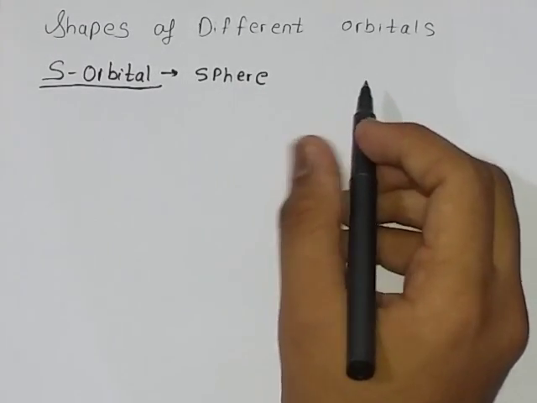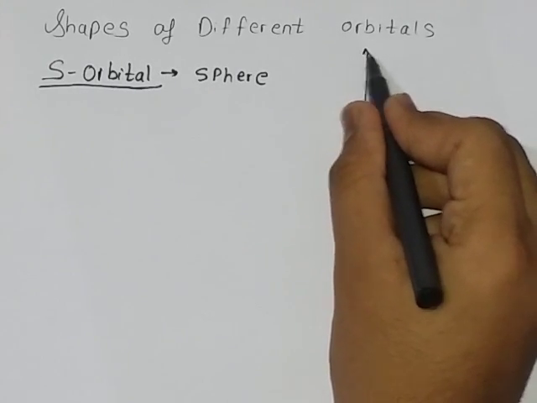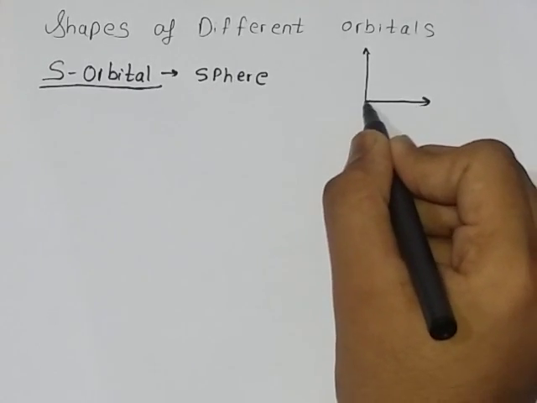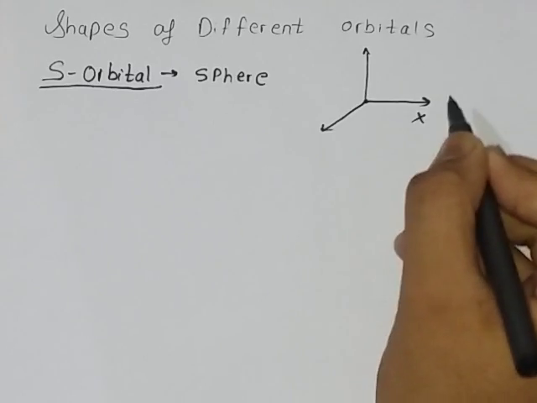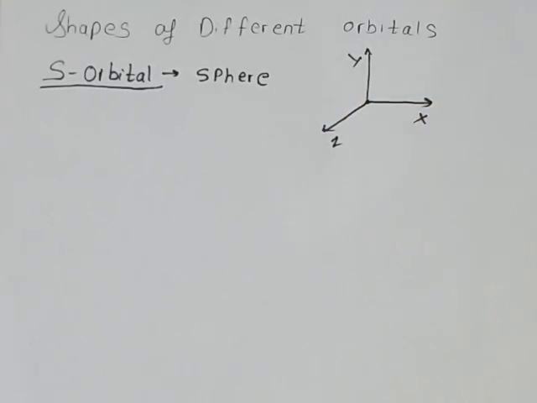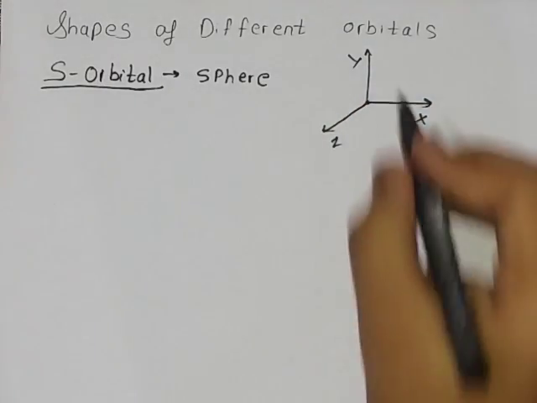Now to be very frank, let us draw some axes. Hope you can see that thing. It's the x-axis, the y-axis, and the so-called z-axis, a 3-dimensional space.